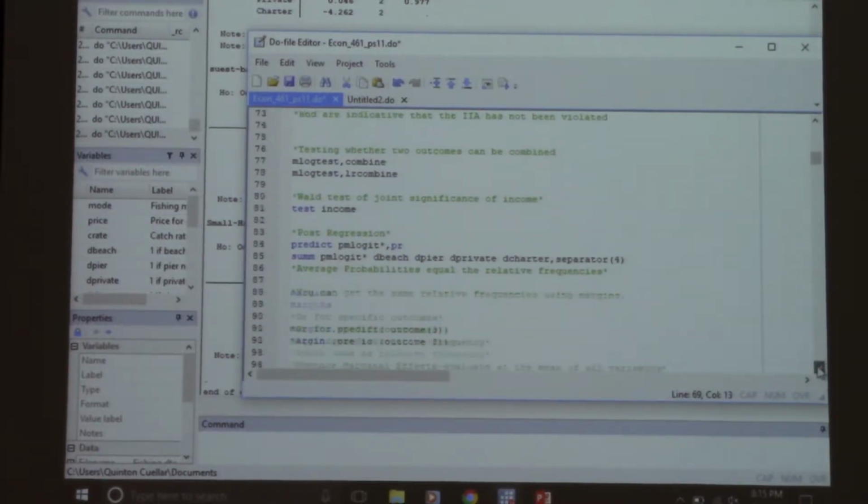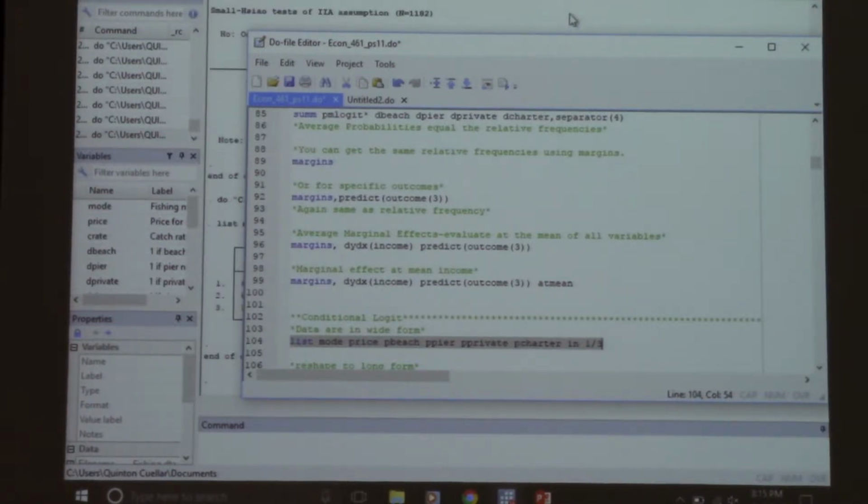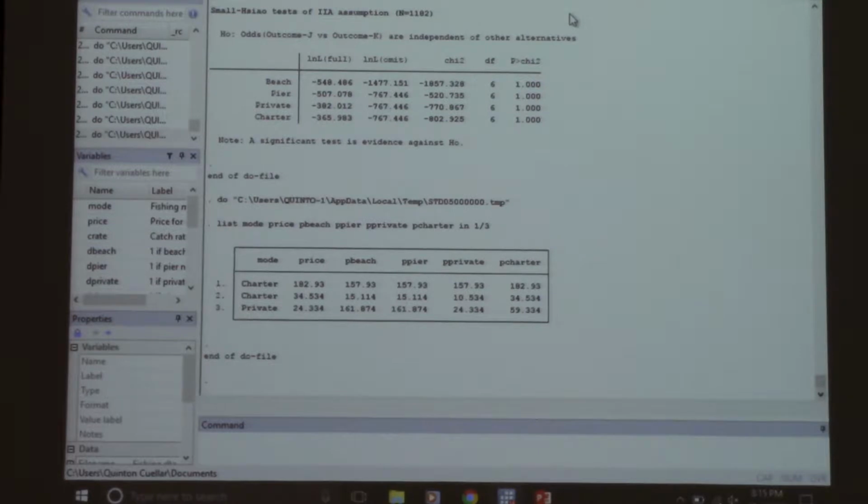Okay, so we've already done enough mlogit stuff. Let's do conditional logit. So that's the data. Again, one row is one incidence of someone fishing.